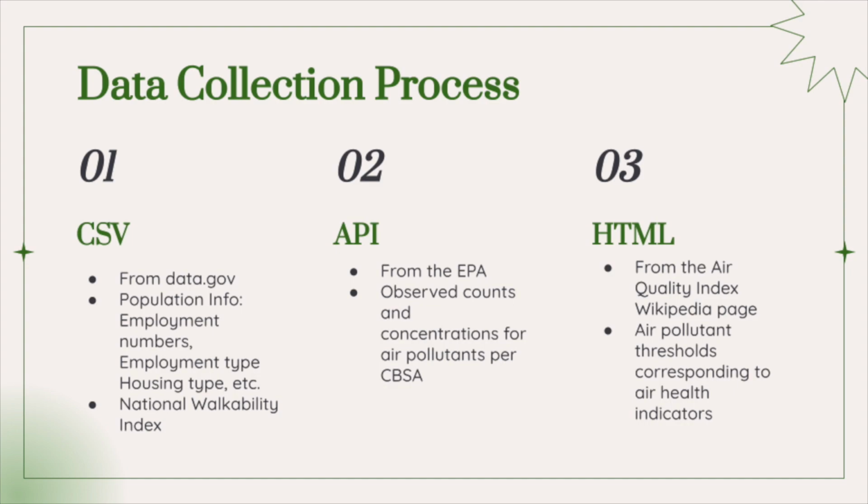After finding the walkability CSV, we thought it would be interesting to find information about air quality and air pollutants in urban areas and correlate this to the walkability index. We used the EPA's API containing specific concentrations and counts for common air pollutants per CBSA tract. Finally, in order to connect these pollutant counts to a health indicator, we found a table on the Air Quality Index Wikipedia page that contained air pollutant thresholds that correspond to specific air health values.